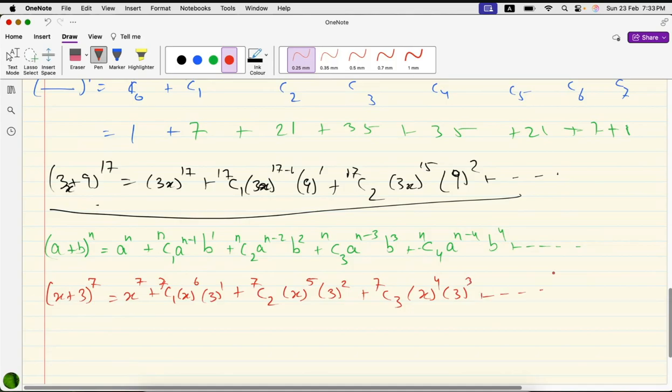If the power is large, the examiner is never going to ask you to write all those terms. He'll either tell you to expand it till x^5, till x cube, or write down the first 4 terms, something like that.